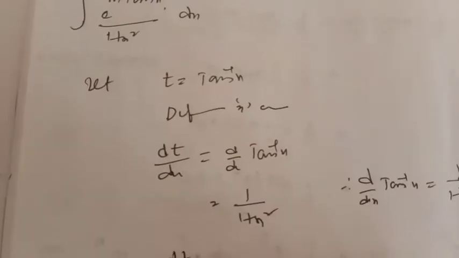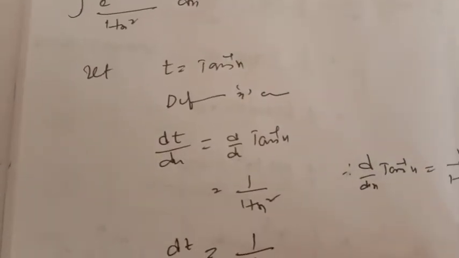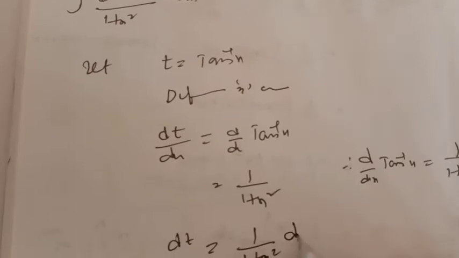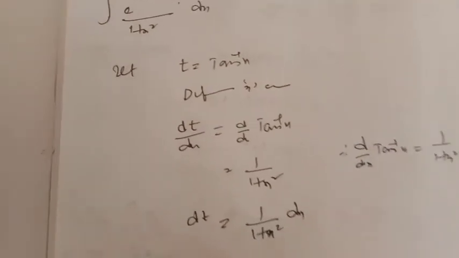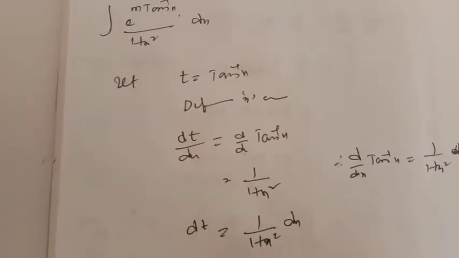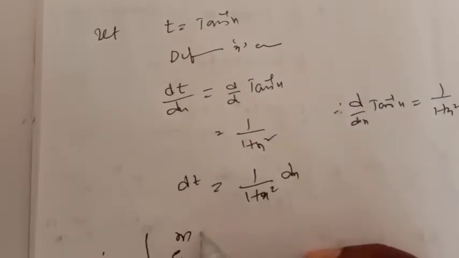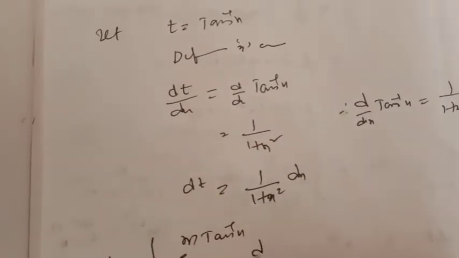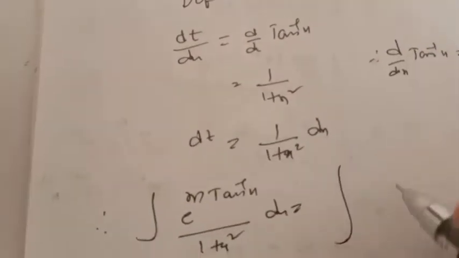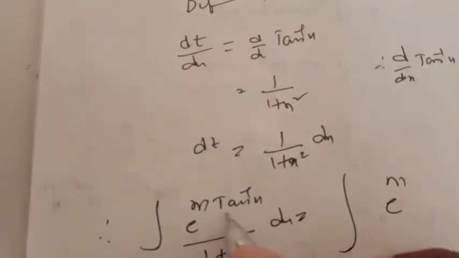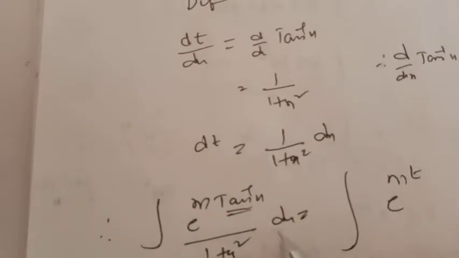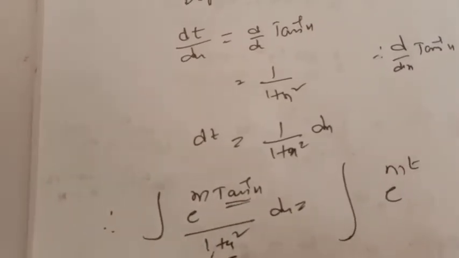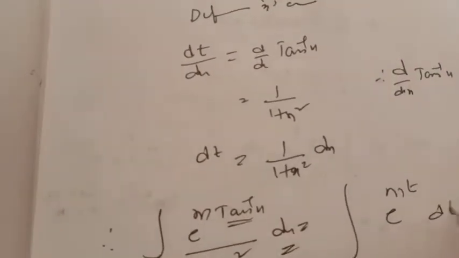Therefore dt equals 1 by 1 plus x square into dx. Here substitute these values in the given problem: the integral equals e power m tan inverse x by 1 plus x square into dx, that equals e power m tan inverse x equal to t, and 1 by 1 plus x square into dx equal to dt.